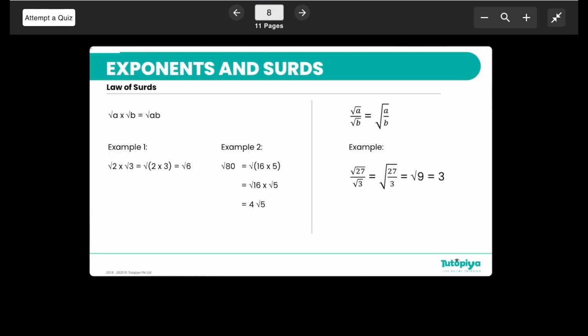Coming to the final part, which is surds. Surds are any number that when you square root, you don't get the exact value or an exact integer. All you get is decimal answers.